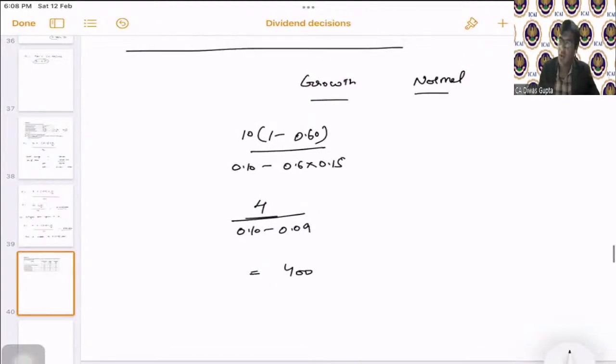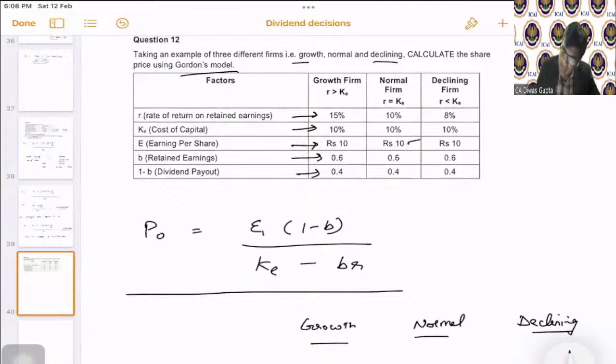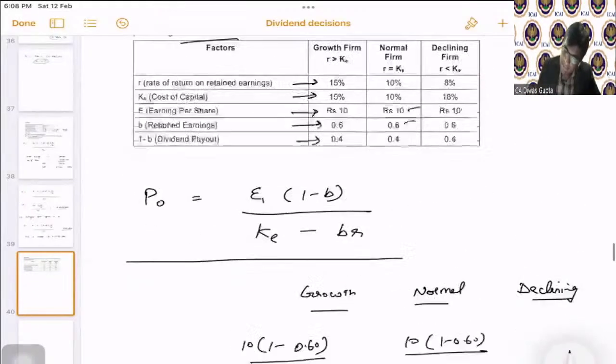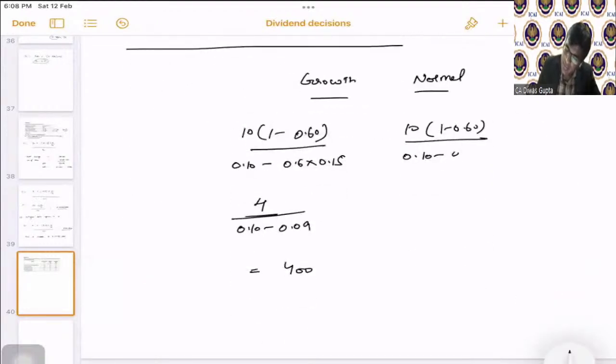Right, students? Now, what about the normal firm? For the normal firm, the EPS is again 10. Retention is also 0.6. 1 minus 0.60, divided by what is the KE? 10 percentage. R is 10 percentage, right? So 0.1 multiplied by 0.60. If we solve this, this is again 4 divided by 0.10 minus 0.06.